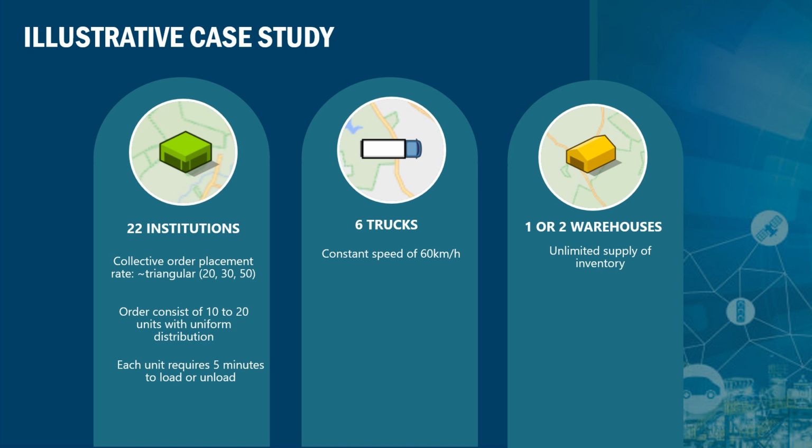The order placements follow a triangular distribution, and a minimum of 20 orders and a maximum of 50 orders are placed per week. Each order consists of 10 to 20 units, and each unit will require 5 minutes to load at the warehouse and 5 minutes to unload at the respective institution. Both models have 6 trucks that are used to transport the order at a constant speed of 60 kilometers an hour, and depending on the model, there is either 1 or 2 warehouses in the supply chain with unlimited inventory.